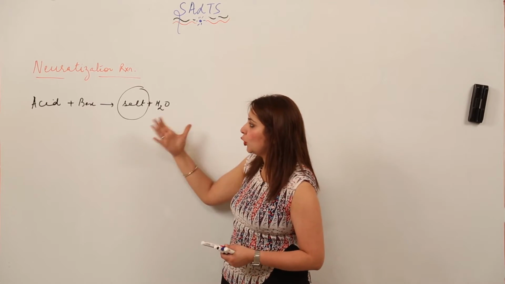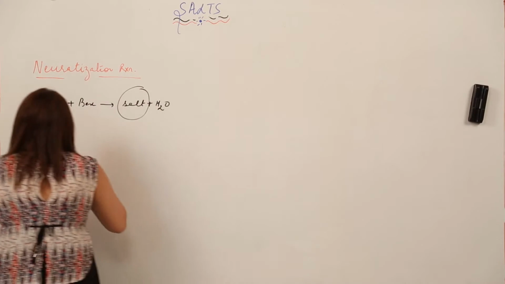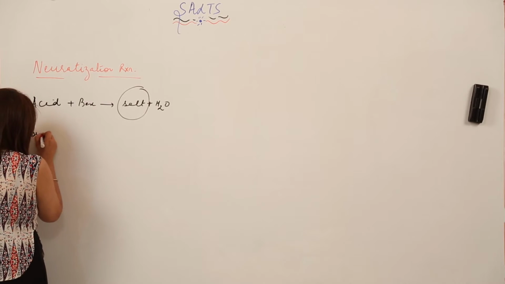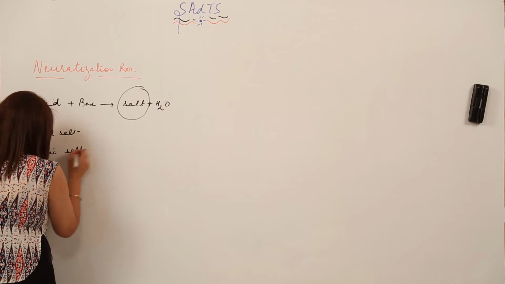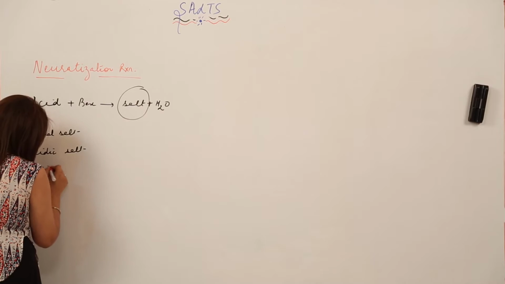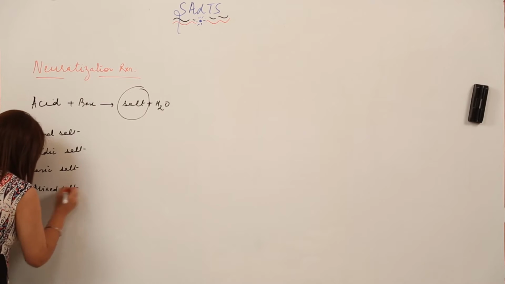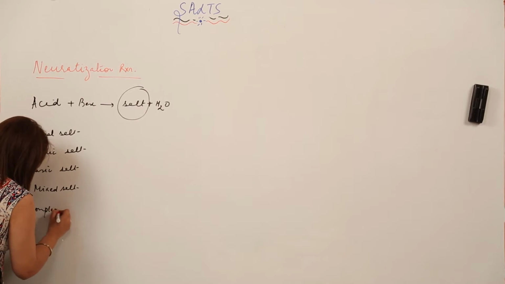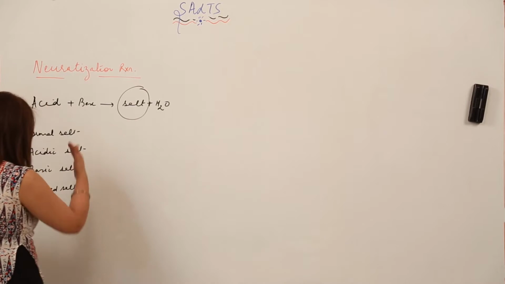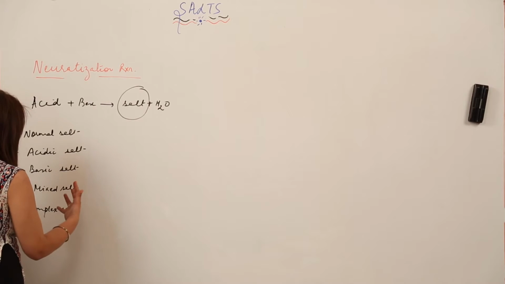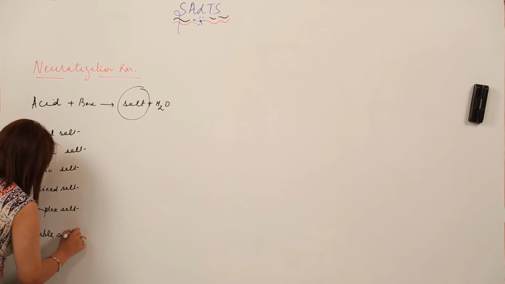But you know that we have different kinds of salts, right. Sometimes we have the normal salt, we have acidic salt, we have basic salt, we have mixed salt, we have complex salt, and moreover we have double salt. So likewise we have different kinds of salts.